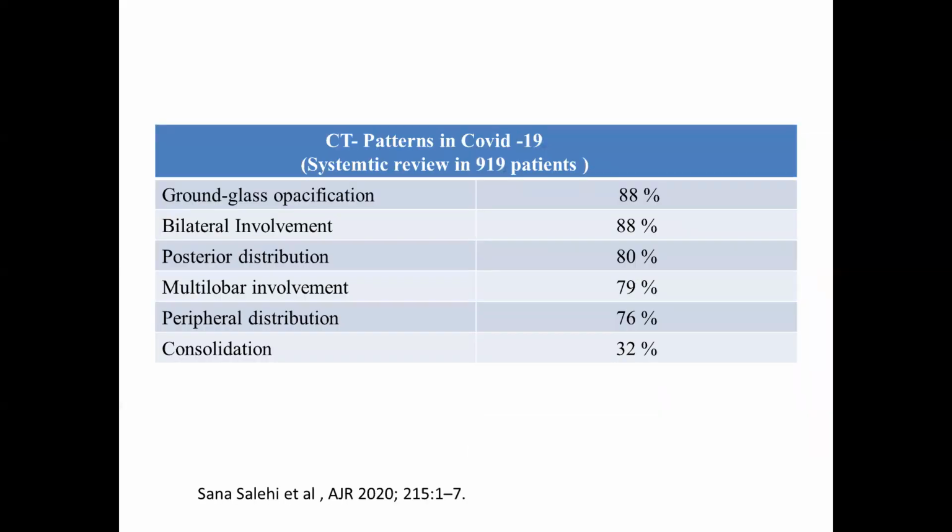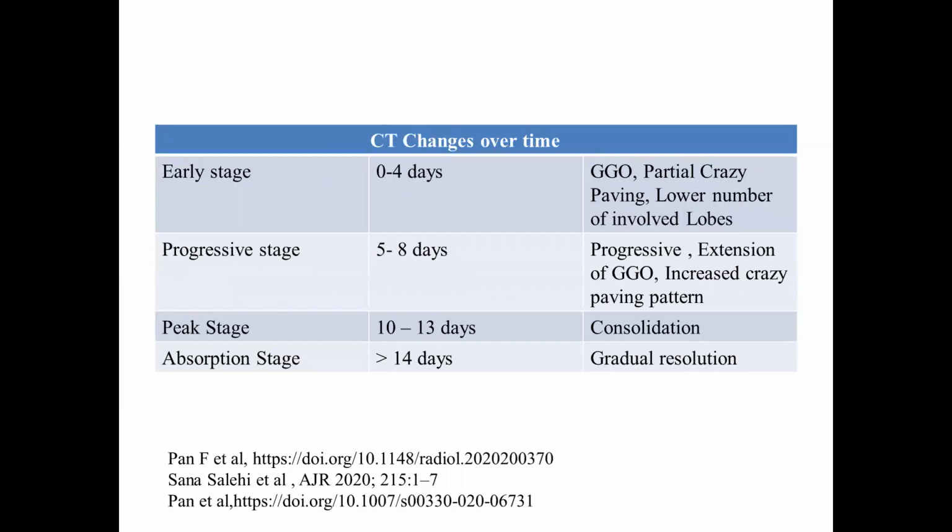Coming to the CT patterns in COVID-19 patients, a systematic review was done in 919 patients. The conclusion was that most of them had GGOs, that is 88%, bilaterally involved, posteriorly distributed, with multilobar involvement. Peripheral distribution was seen, and consolidation was seen in around 32% of the patients. CT changes over time.